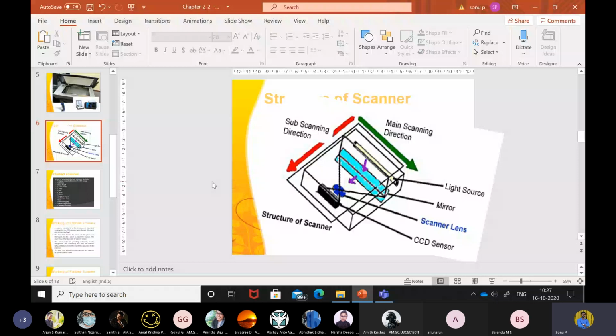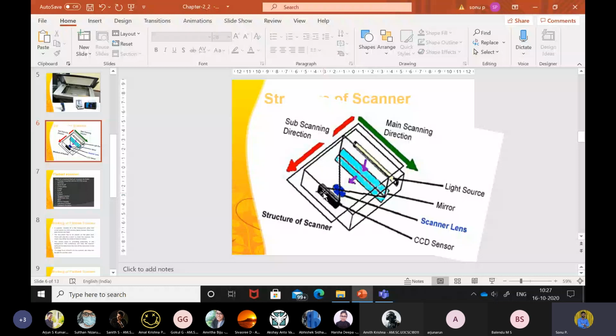Actually, the flatbed scanner looks like this, and you will find there is a lid over it. The lid opens, and we can place the document upside down. Then there will be a light source at one end.